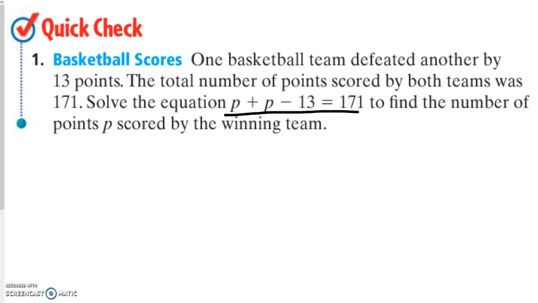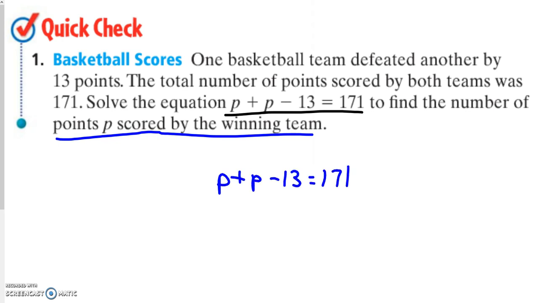So here's a problem for us. It says if I solve that, it will tell me the number of points scored by the winning team. P plus P minus 13 equals 171. Let's see, invisible ones here: 1P plus 1P, 2 times P minus 13 equals 171. I combined like terms. Next, I'm going to undo addition and subtraction. If they subtract 13, I add 13.